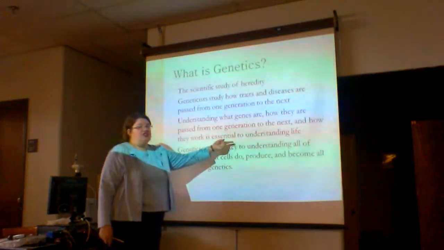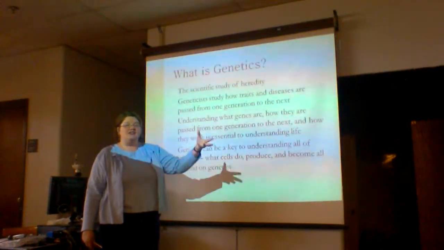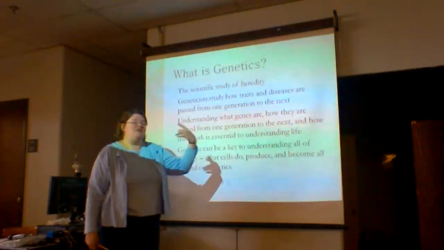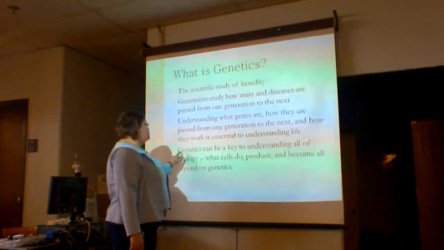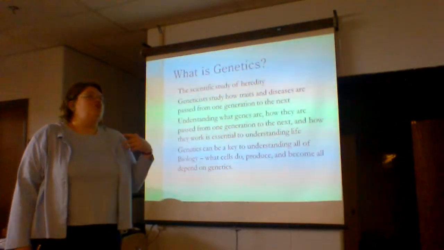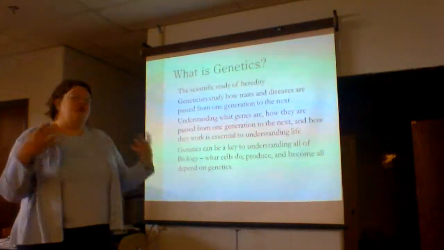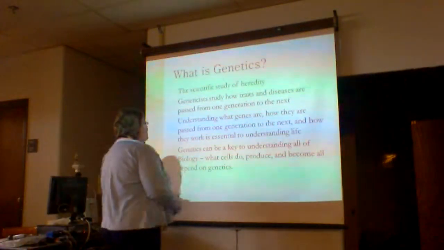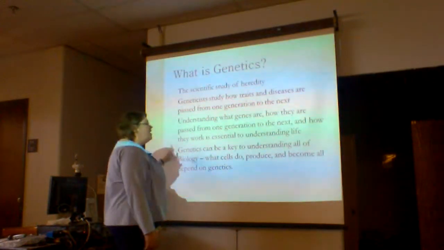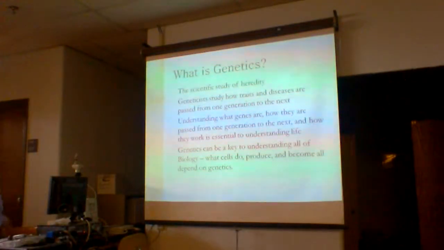This is really essential to understanding life, understanding how those traits get passed on, how that next organism is going to look and be structured. And so geneticists can be a key to understanding all of biology. So we start out with some kind of general understanding of human organisms or biology in general. That gives us a little bit of basis about what cells do, what they produce, but genetics directs all of this. So that's kind of the point that your book is starting to make in this chapter.